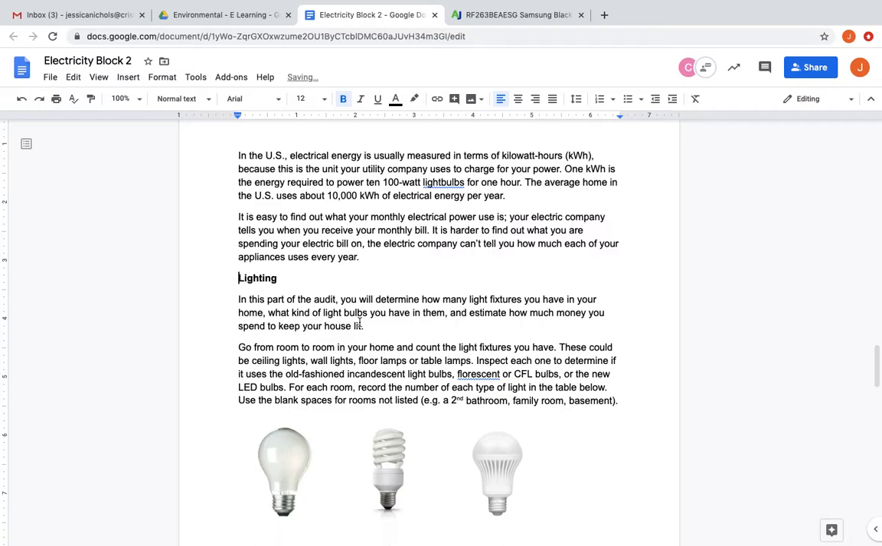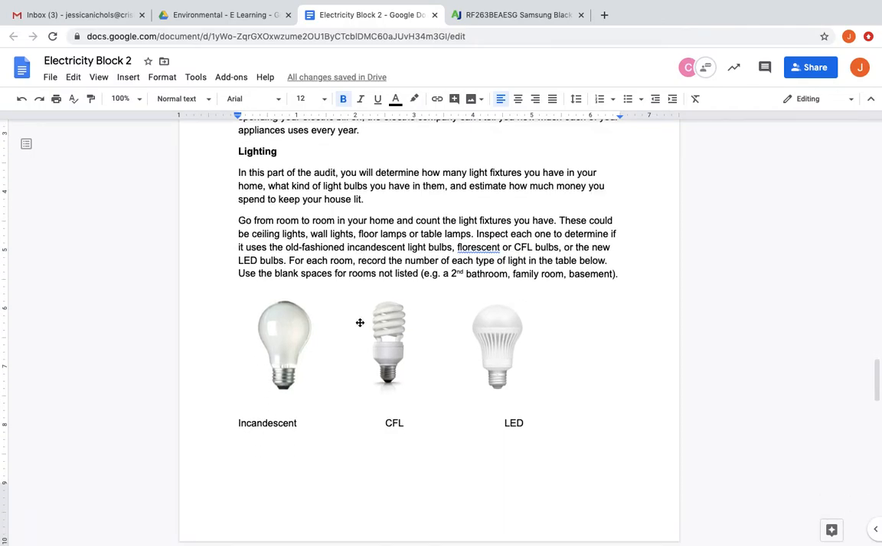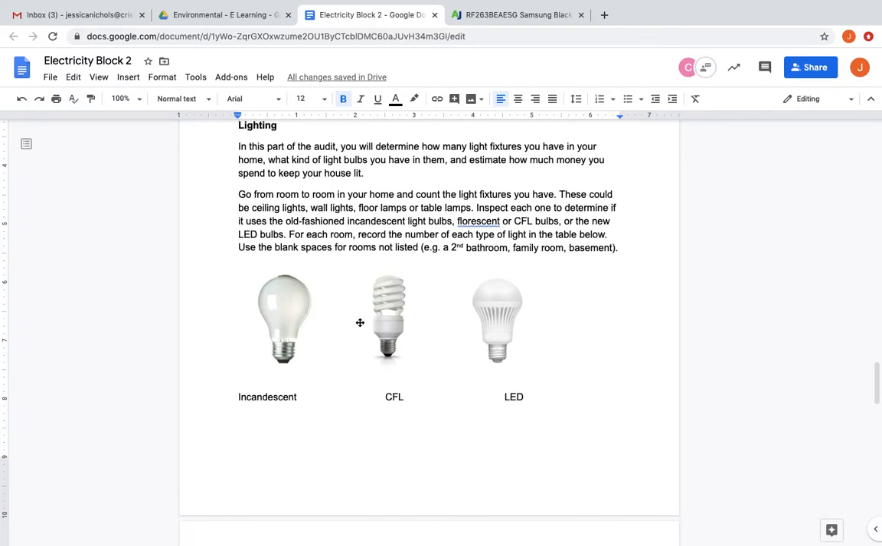This is part 1, so we're just going to do lighting for this part 2. In this part of the audit, you'll determine how many light fixtures you have in your home, what kind of light bulbs you have in them, and estimate how much money you spend to keep your house lit. Go from room to room in your home and count the light fixtures you have. These could be ceiling lights, wall lights, floor lamps, or table lamps.